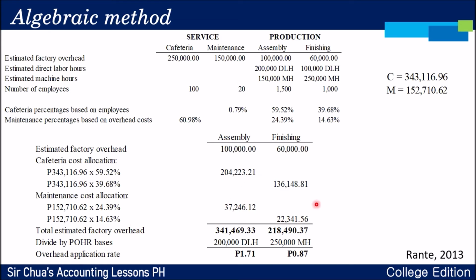Get the total. So, the estimated factory overhead for assembly is 341,469.33 and for finishing is 218,490.37. You divide it by the basis of the predetermined overhead rates. The application rate of overhead for assembly is 1 peso and 71 centavos, while for finishing is 87 centavos.